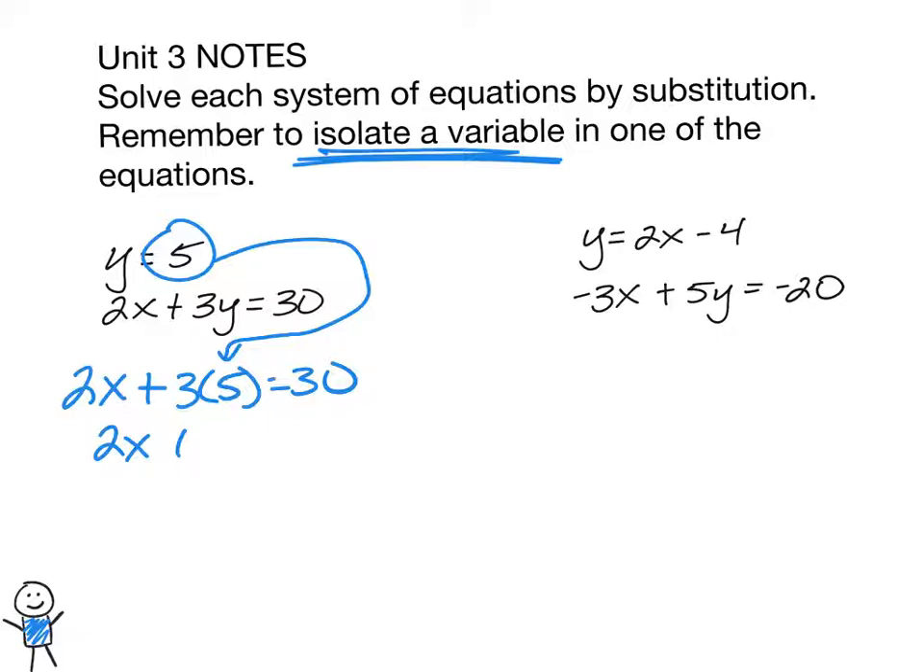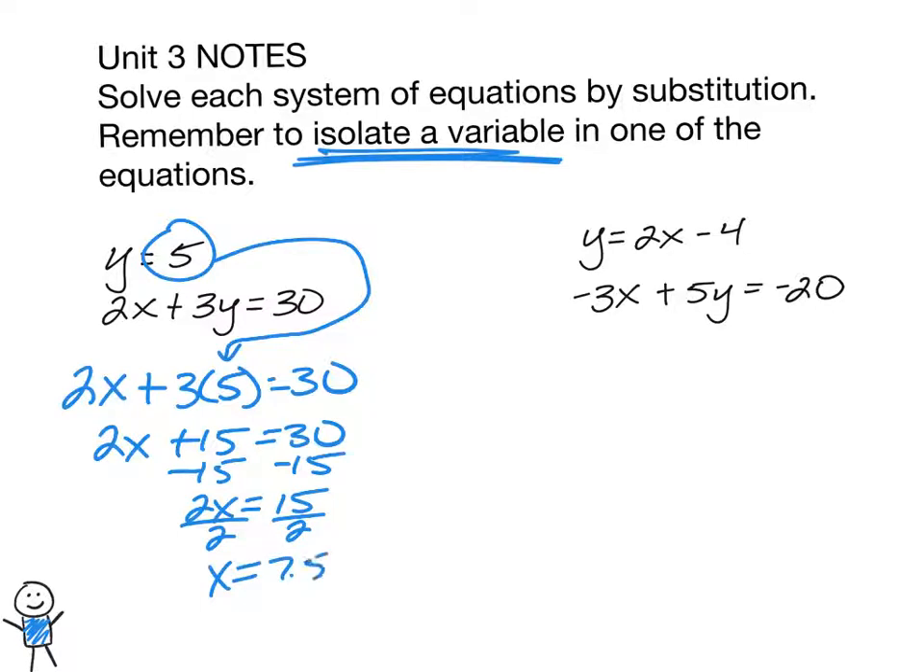2x, 3 times 5 is 15, equals 30. We would subtract 15 from both sides to get 2x equals 15, and divide both sides by 2 to get x equals 7.5. And the way you would write your answer in this case is a point. So the x value is 7.5, and the y value that they gave us in the original question is 5. We just solved this system using substitution.